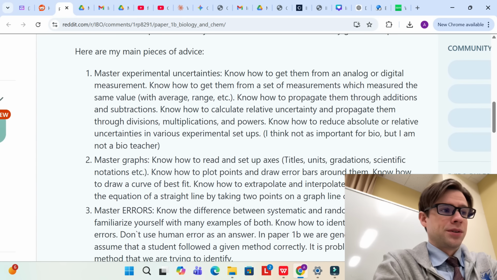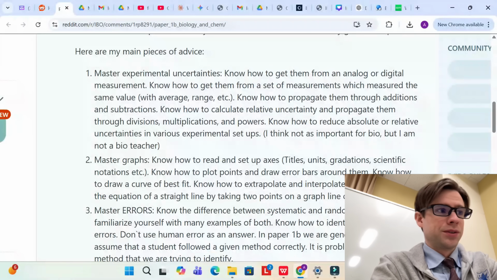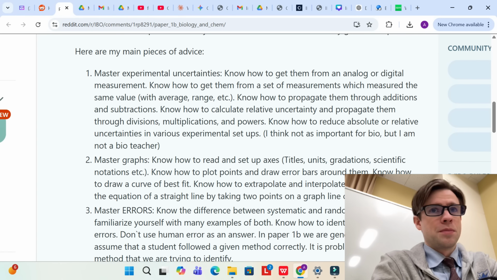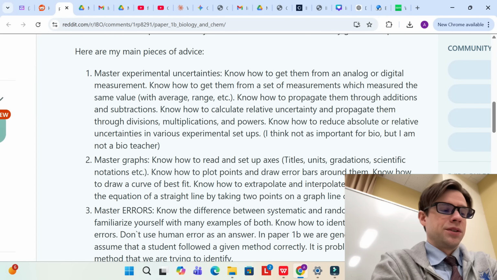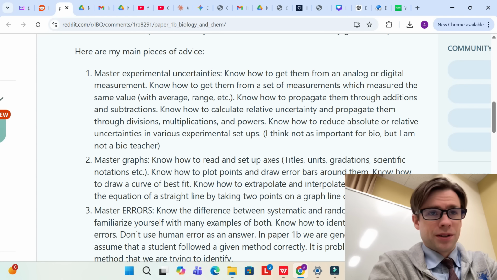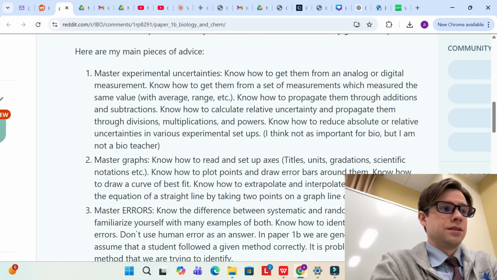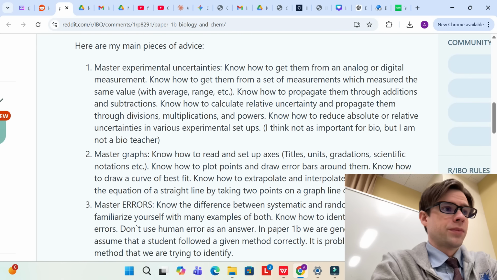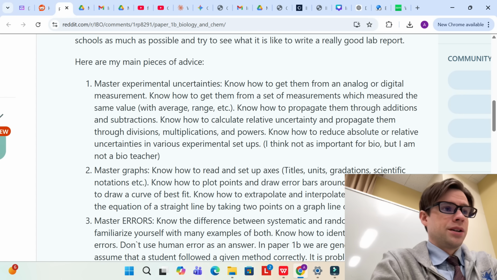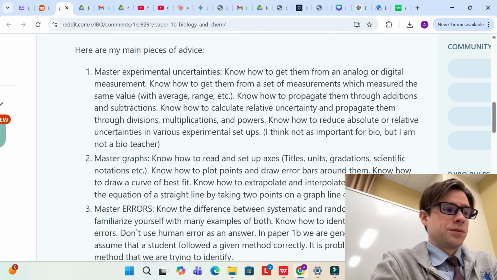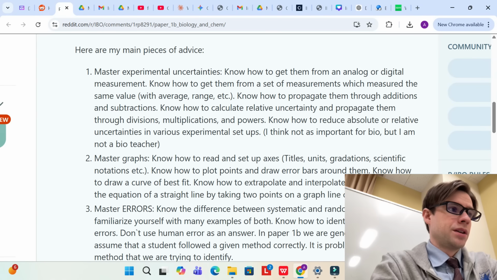Master experimental uncertainties. There's almost always one or two questions with varying difficulty, but they'll almost always involve a multiplication or division that requires you to add some relative uncertainties, some fractional uncertainties. If you need help with that, I made some very good videos on it earlier on my channel. So know how to get uncertainties from analog or digital instruments. Very often they'll show a picture and say, what would the measurement be here with its uncertainty?